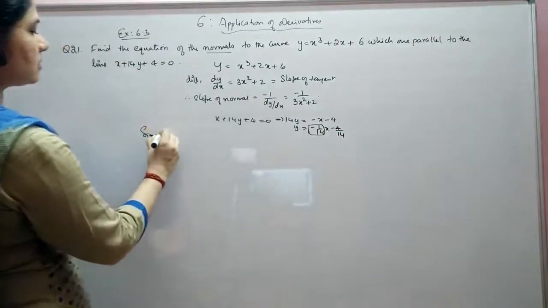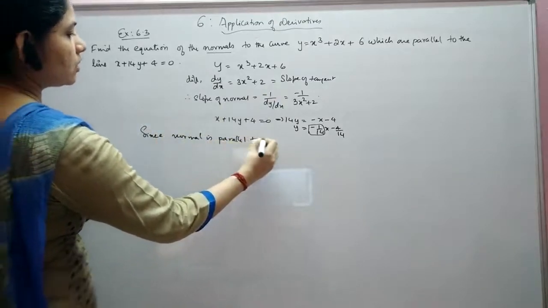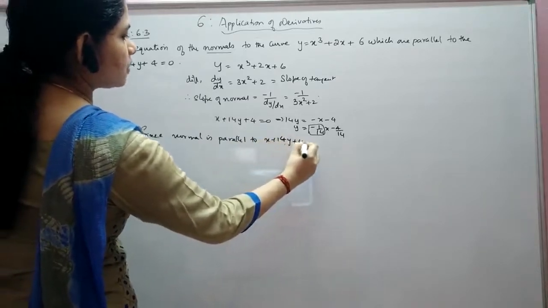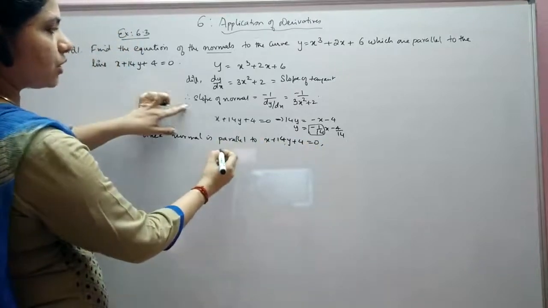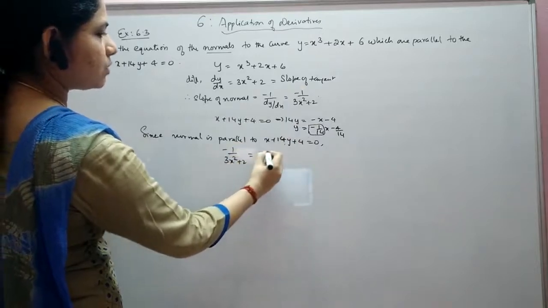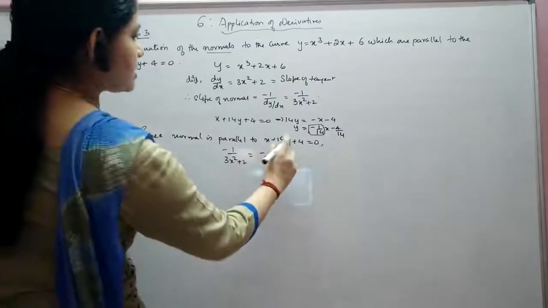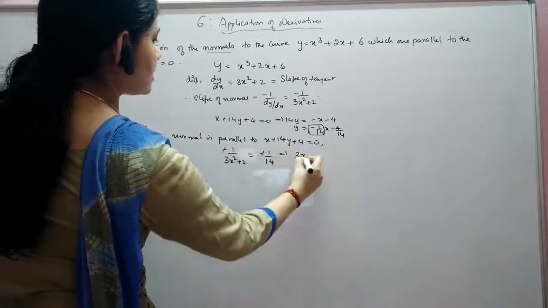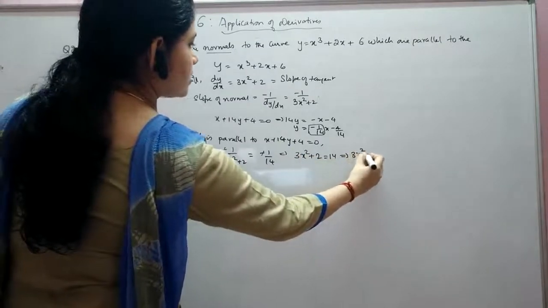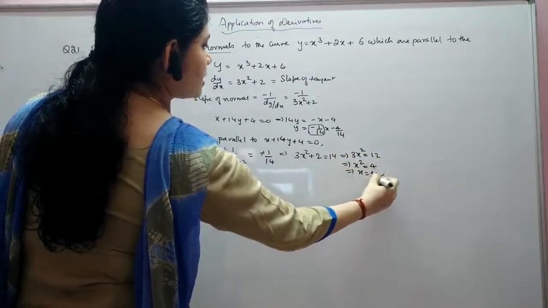Since the normal is parallel to x plus 14y plus 4 equals 0, the slopes are equal. This is the slope of normal, so minus 1 by (3x square plus 2) will be equal to minus 1 by 14. Simplifying, the negatives get cancelled. Taking the reciprocal, 3x square plus 2 equals 14, or 3x square equals 12, or x square equals 4, which will give you x as plus or minus 2.